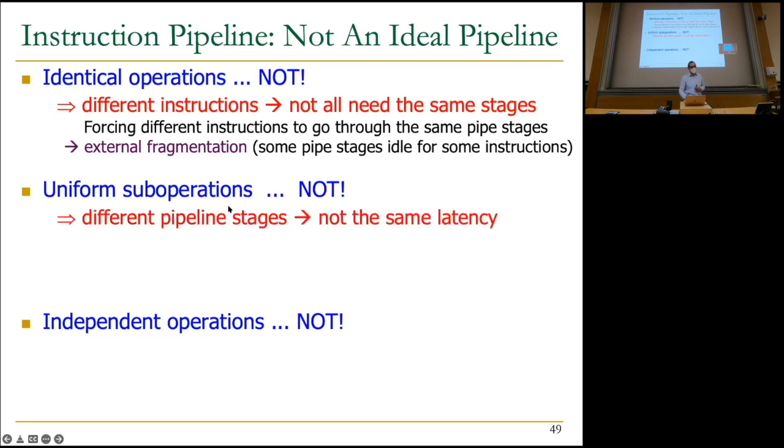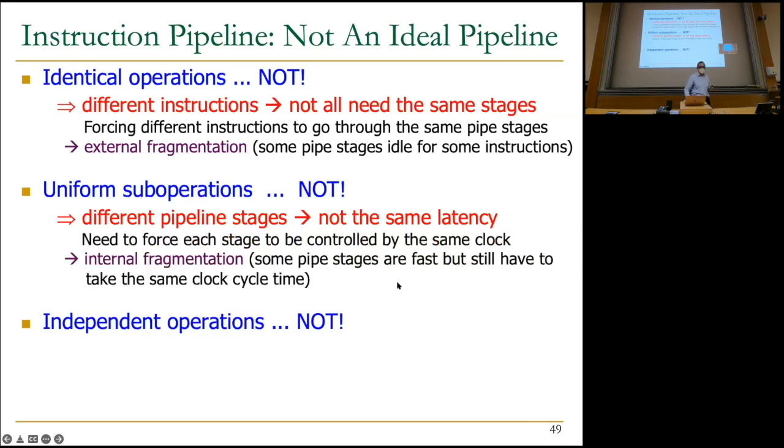Okay, uniform sub-operations, I think we've already seen this. Different pipeline stages do not have exactly the same latency. I mean, they have to have the same clock cycle, but they don't necessarily have the same latency for the useful work that they're doing. And you need to force each stage to be controlled by the same clock. This leads to internal fragmentation, meaning some pipe stages waste some work. They're fast, but they still need to obey the clock cycle time dictated by the longest pipeline stage that's doing useful work in that amount of time. As a result, some part of the clock cycle is wasted in some pipeline stages.